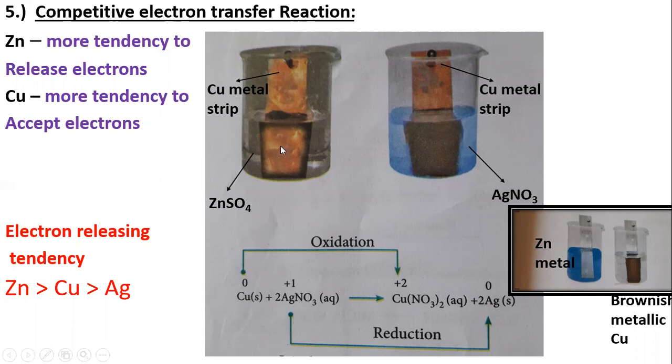But here what we expected does not happen. Everything will be different. When we put copper metal in zinc sulfate, there is no reaction. Nothing changes, it stays as it is. But if we repeat the same with another solution, the same copper metal strip dipped in silver nitrate solution, then we get the same brownish coating of the metal.